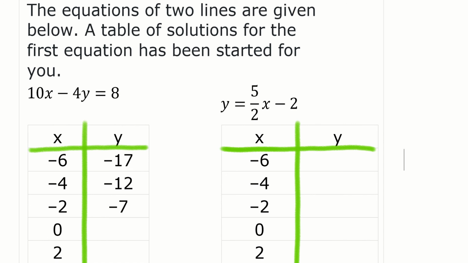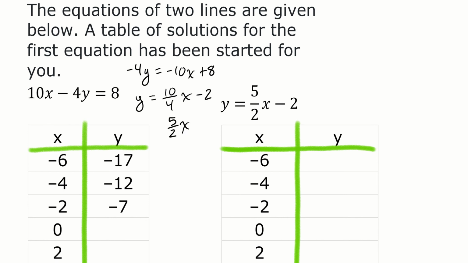Given what just happened, I want to solve this equation for y. This would become negative 4y equals negative 10x plus 8, so I just took away 10x from each side. Therefore, positive y equals positive 10 fourths x, because that's negative 10 over negative 4. And 8 divided by negative 4 is going to be minus 2. And that 10 fourths is exactly the same thing as 5 halves x.